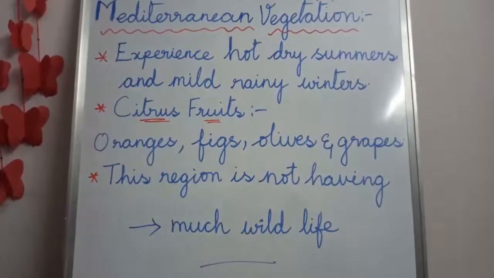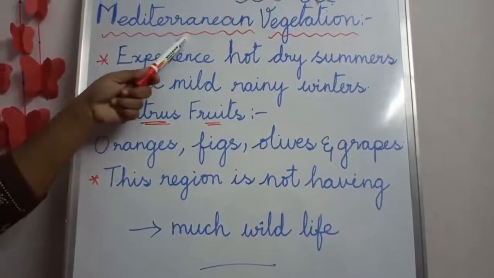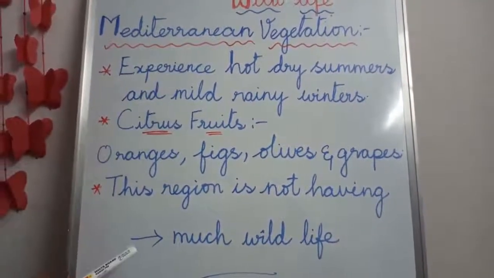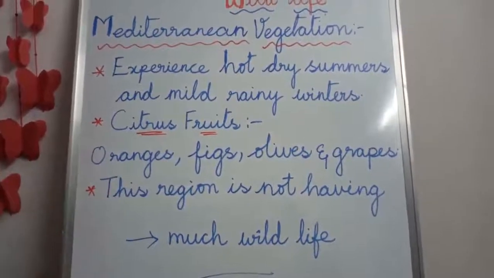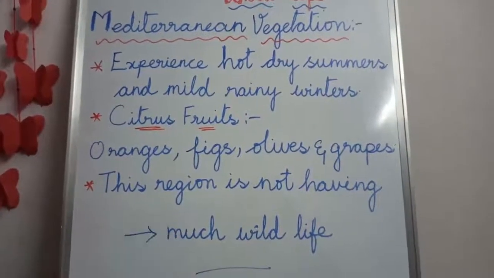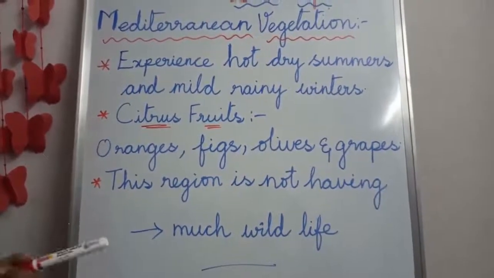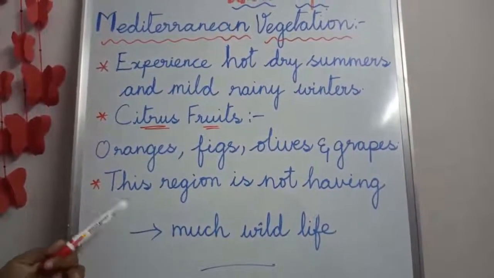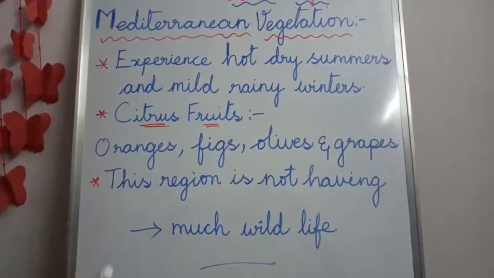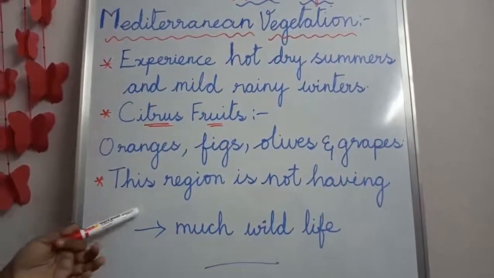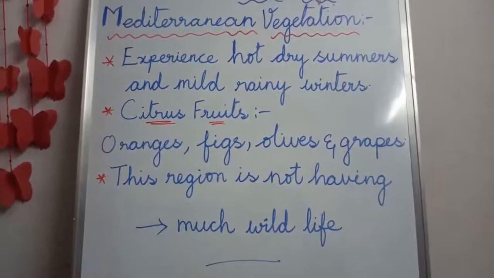And one thing, children, the natural Mediterranean forest is not there now, because the people of that region cleared the forest in order to cultivate. Whatever fruits and crops they want to grow, for growing those crops and fruits they have cleared the forest. That's why, because there is not much forest, this region does not have much wildlife also.